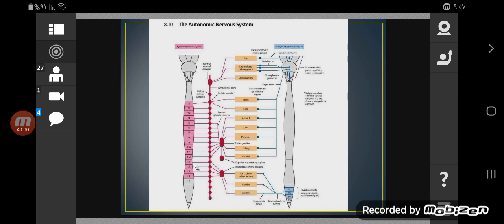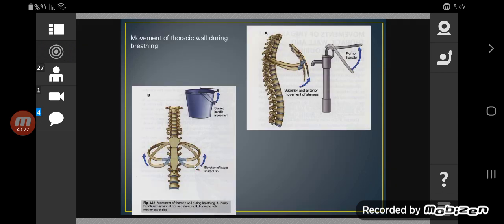By bucket handle movement, you get an increase in the transverse diameter of the thorax. The thorax is expanded transversely by this movement, because from the posterior to the anterior part of the thorax, the ribs have a slope, and by elevation you get this increasing diameter.